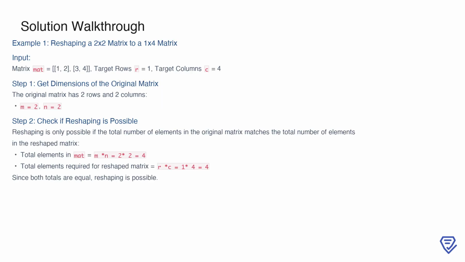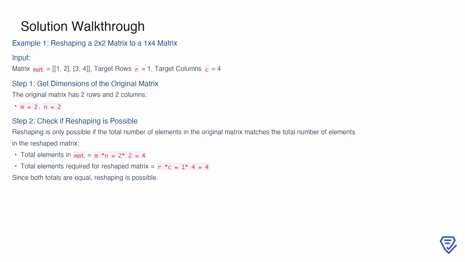To solve this problem, we start by analyzing the given input. The original matrix is a 2x2 matrix with the values 1, 2, 3, 4. Our goal is to reshape this into a 1x4 matrix, which means we want 1 row and 4 columns in the resulting matrix. First, we determine the dimensions of the original matrix. It has 2 rows and 2 columns, so M equals 2 and N equals 2.